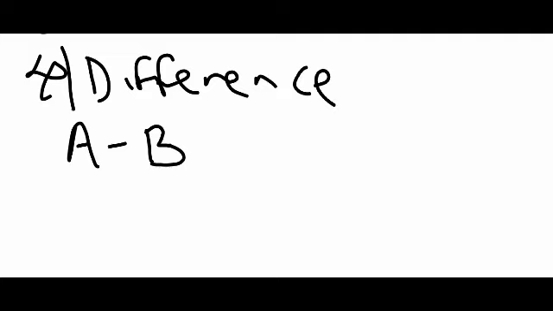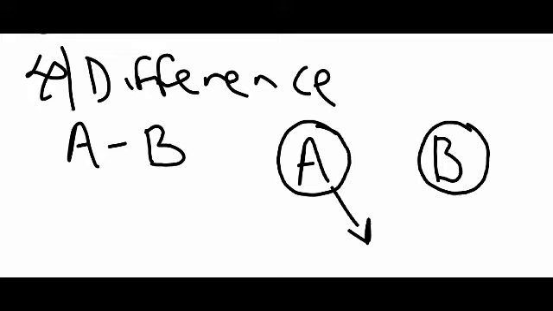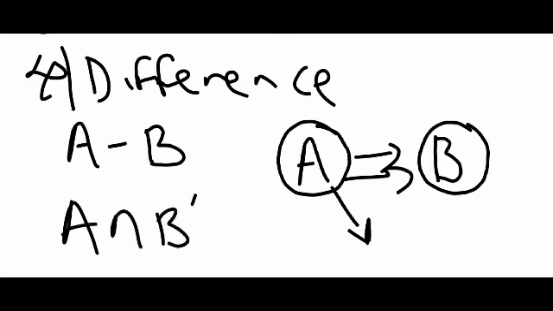A minus B implies that we are looking at the elements that are in A and the elements that are also part of B, and those elements that are in A and in B are subtracted from A. So in short, we have all elements in A and we are subtracting from A those elements that also belong to set B. So this can also be written as A intersection B complement, meaning that we are removing the elements that are in B which are also part of set A.